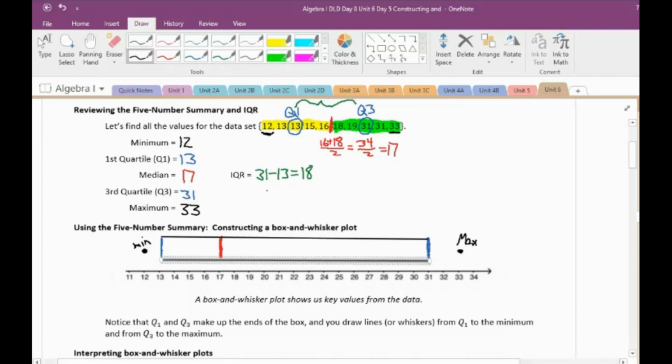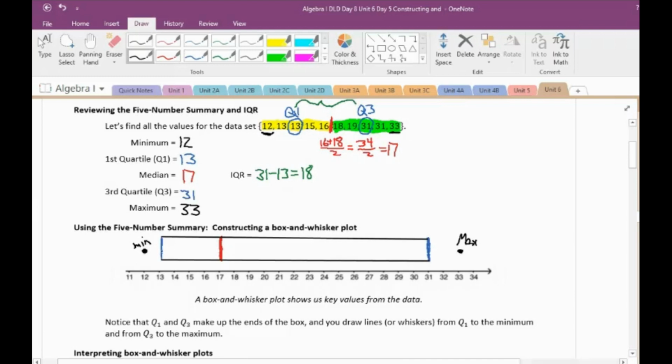All right. So now you can see we have a box that's kind of separated into two pieces by the median. We'll talk about what that does in a little bit. But then we also have the whiskers, okay? So you'll notice right here that Q1 and Q3 make up the ends of the box. So that's these blue lines here, Q1, Q3. And you draw lines or whiskers from Q1 to the minimum.